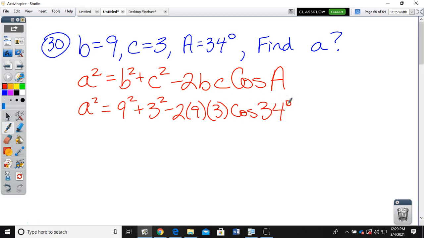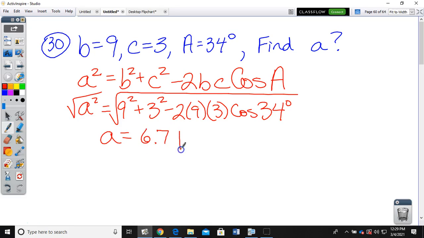How do I get just A? What do I take? The square root of that. Square root of that entire thing. That's all the work I need to see. Okay? From there, your calculator is in the driver's seat. All right? Put that in your calculator. You should get 6.7. If you don't, let me know, and we'll figure out why you didn't.